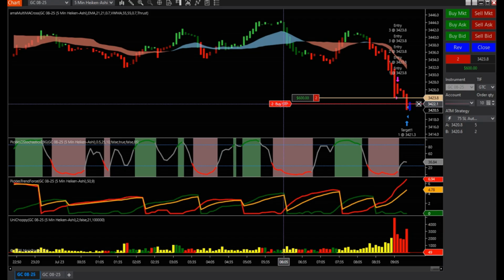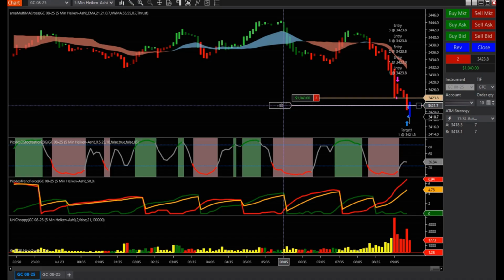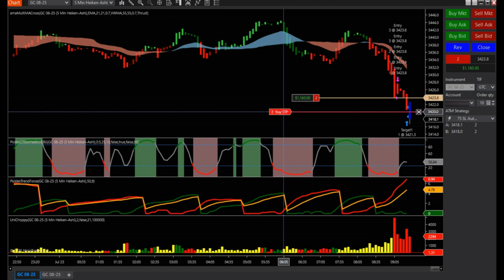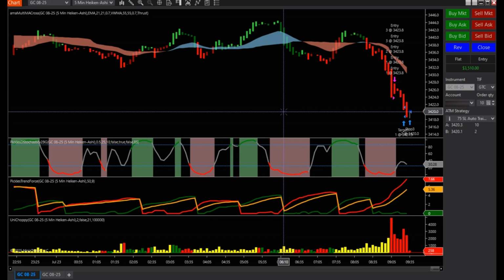So now you can see me moving it. As price moves in the direction, the stop loss will automatically move as well. But sometimes I'll just move it closer to price, depending on how I feel about the trend. So you can see here I'm moving it closer to price. Okay, so I just got stopped out there.